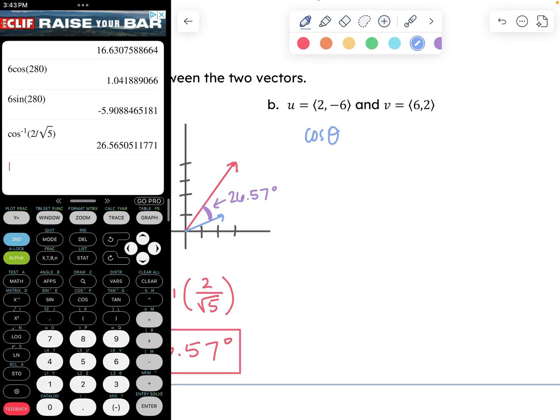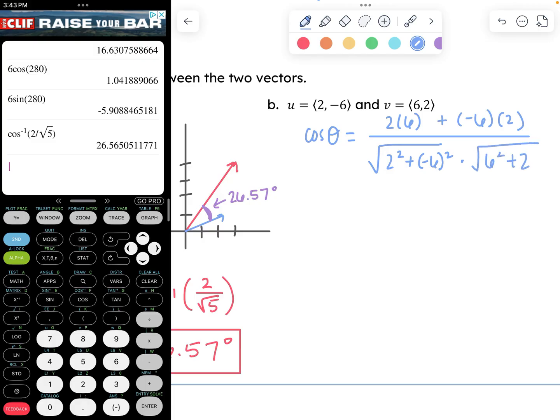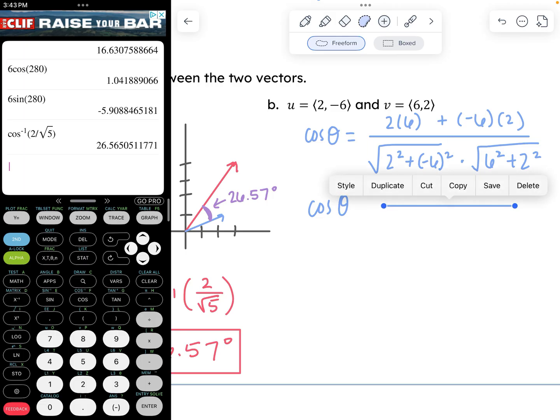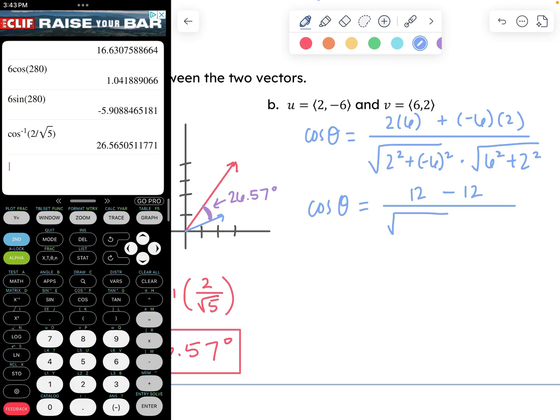So cosine theta equals, well, the dot product on top would be 2 times 6 plus -6 times 2. And then my first square root is 2 squared plus -6 squared times my second square root for the denominator, which is 6 squared plus 2 squared. Now, I'm just going to look at the top first because I'm noticing something here. 2 times 6 is 12. -6 times 2 is going to give me a -12, which means for my numerator, I'm just going to get 0.